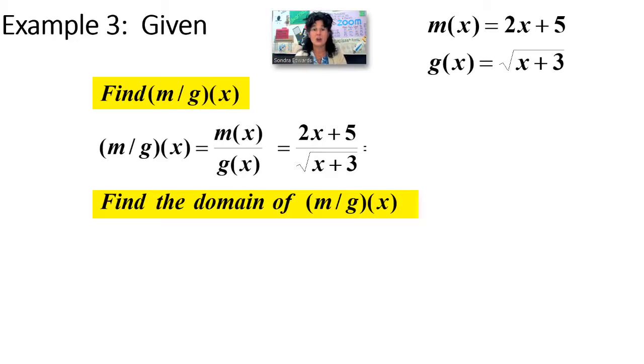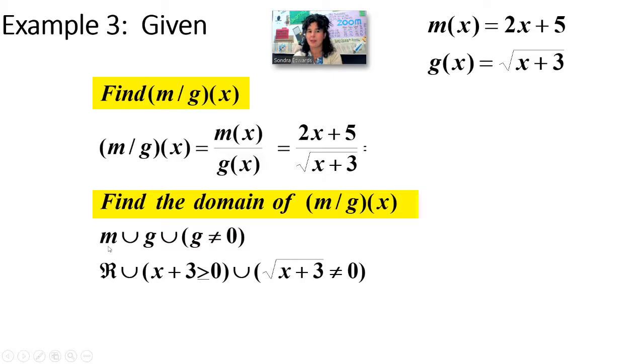To find the domain of the answer, 2x plus 5 over root x plus 3, you are not just looking at that fraction all by itself. We need to consider three things. We need to find the domain of m, we need to find the domain of g, and then we also want to find any numbers that make the g function equal to 0 because we're dividing by g. And any numbers that make the g function equal to 0, we need to throw those ones out as well.